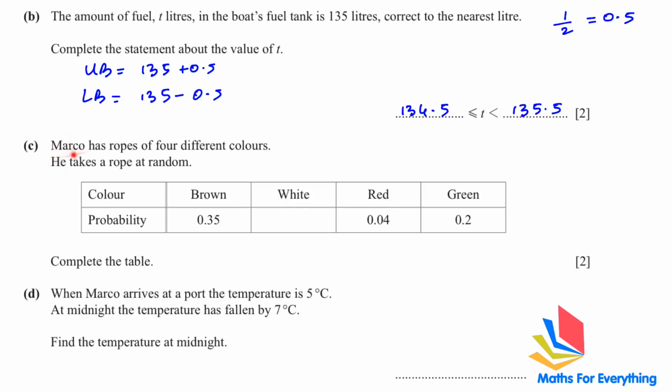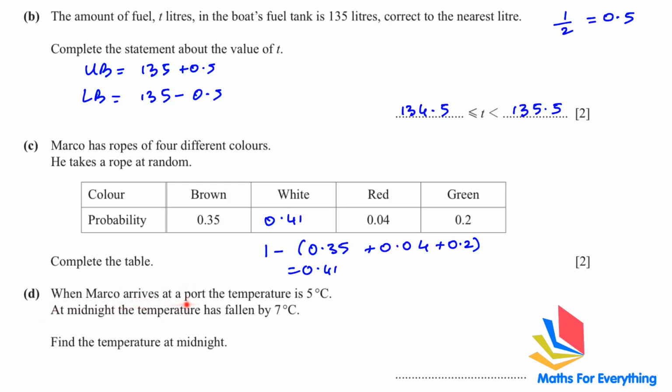Next, Marco has ropes of 4 different colors. He takes a rope at random. We have to complete the table. We have not been given the probability of white. Total probability always equals 1. To find the probability of white, we will subtract the other 3 values from 1. And this will give us 0.41. So that is the probability of white.